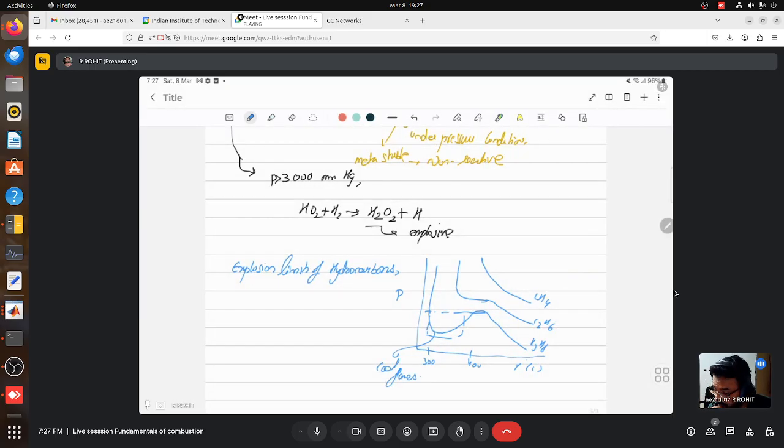Because at these low temperatures, we observe that a reaction happens, your pressure goes down as it cools, and then again rises up. So this is what you refer to as cool flames.